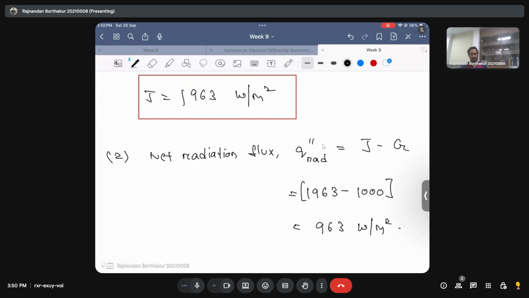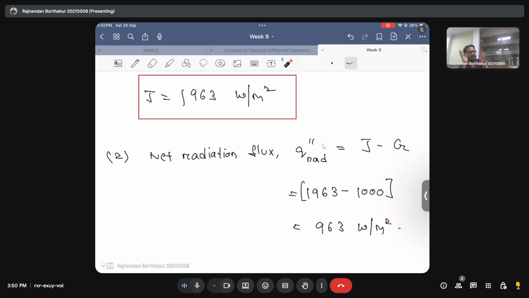Okay, so this amount 963, what does it quantify? Physically, it quantifies the radiation that goes out from the surface, which is radiosity, minus the incident radiation that falls on the surface. So this much radiation flux is leaving a surface.